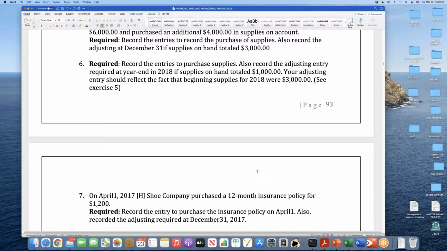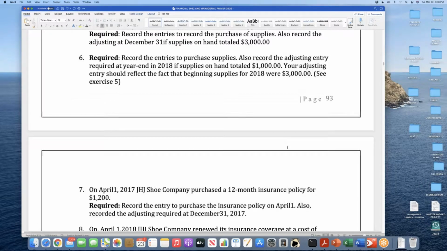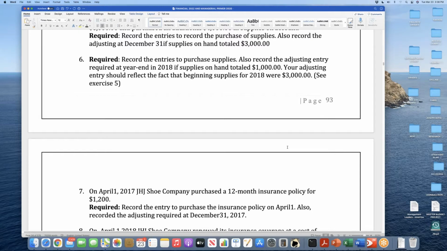Can you buy the insurance? Can y'all buy it? No? You can't buy it? You don't have $1,200? You can buy it. So we're going to debit prepaid insurance and credit cash for $1,200. Okay. If it's a 12-month policy, what's the expiration rate? $100 a month?